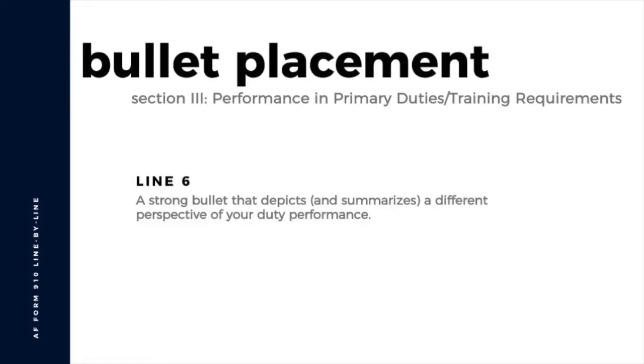So I just talked about that. And then in line 6, I'm going to use a strong bullet that summarizes a different perspective of my duty description. So maybe line 1 is really strong, and then my line 6 is really strong. Now, some people like to tuck bullets in. They want to put some weak bullet in line 3 or 4. We see that. So you're not going to get over on us.